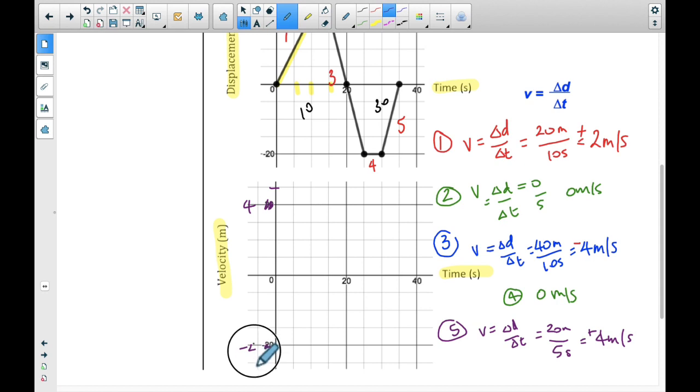This one is a -4. And if we need to go to -5, there's my -5. Okay, so each box is 1 meter per second. And I need to change this. This velocity should be meters per second. That's a mistake as well.